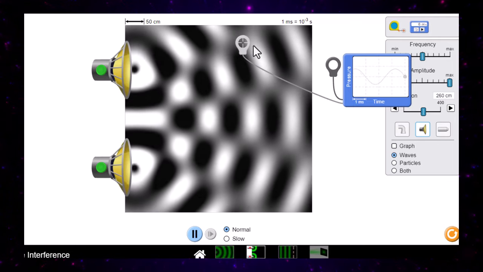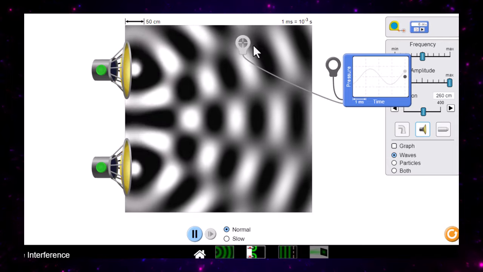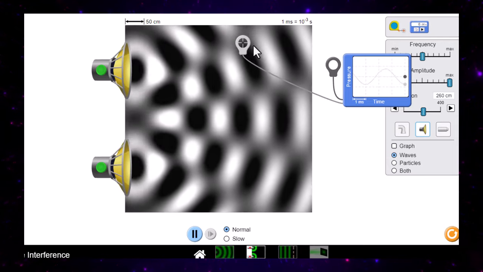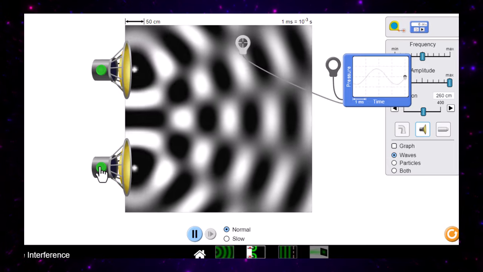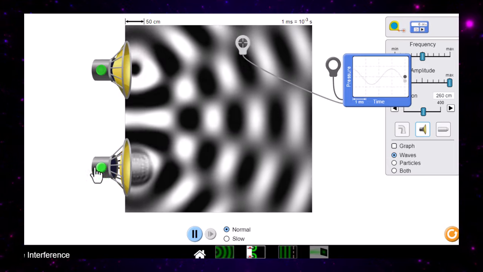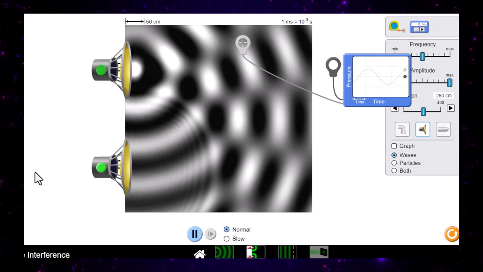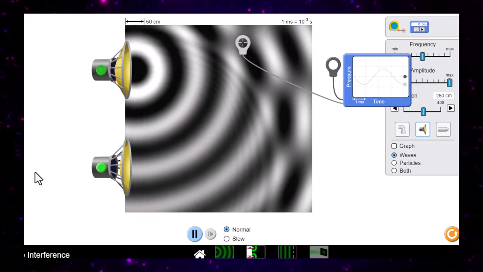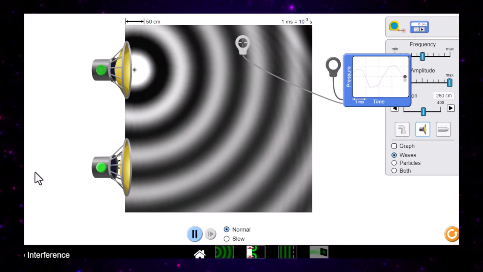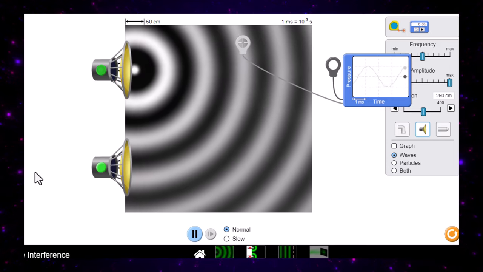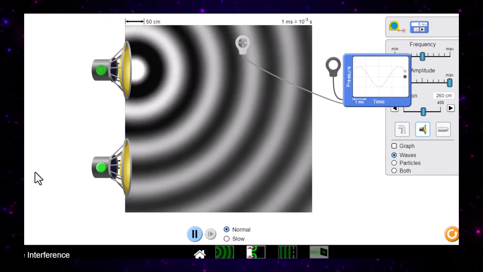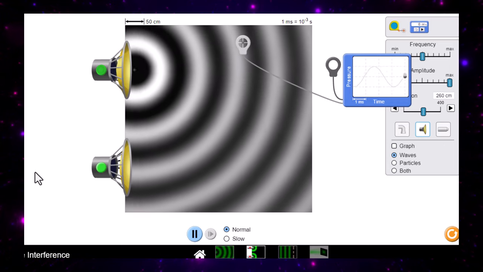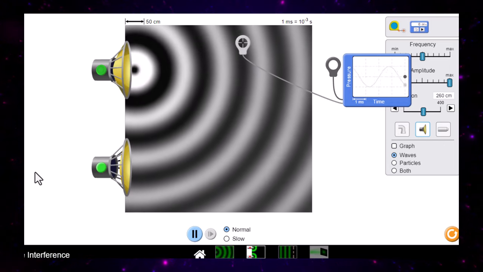But the key thing is, what happens if I remove one of those speakers? Well, if I remove one of those speakers, I'm taking away one set of waves, and there'll be no interference taking place. So if I just remove this speaker, switch it off, you can see that the wave is now going to get higher, because you get no interference taking place. You need two sets of waves overlapping to give you constructive or destructive interference.